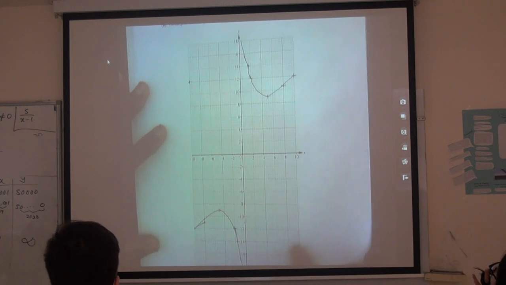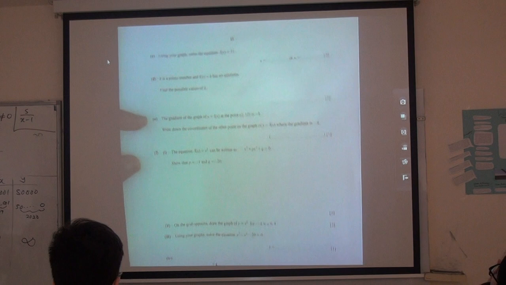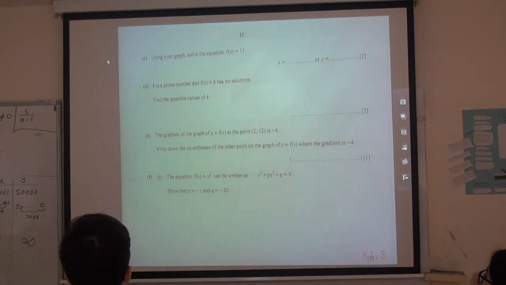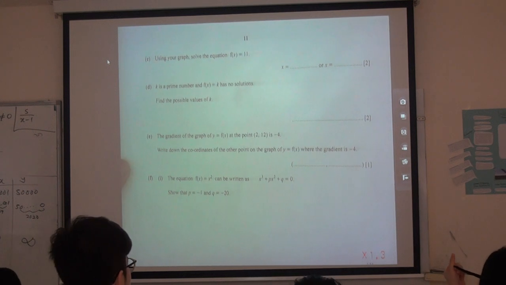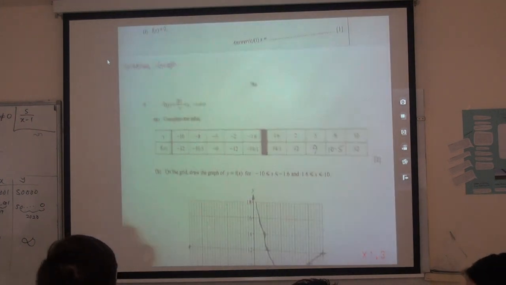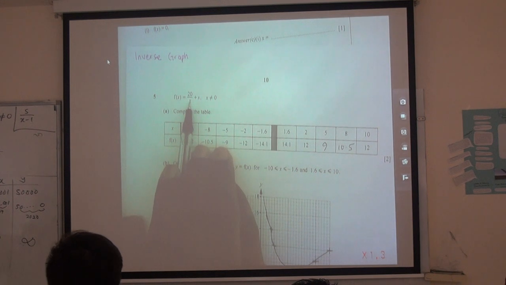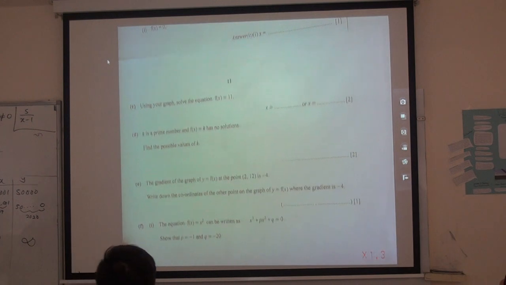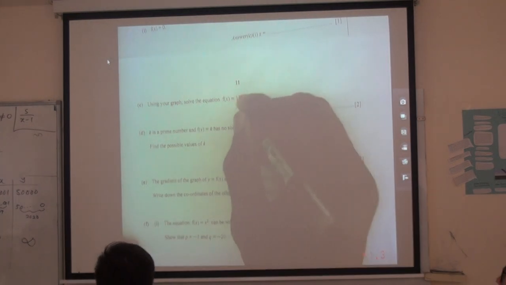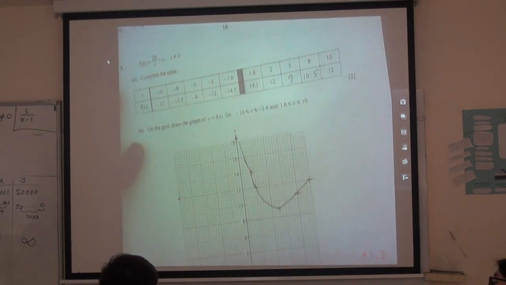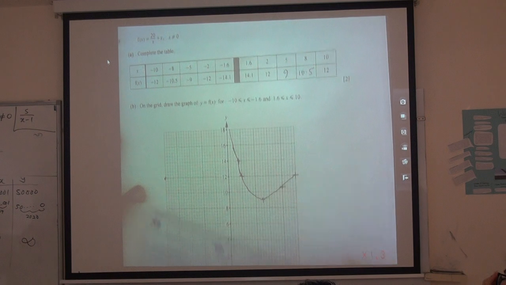So let's see the question that followed. Look at the first question. Can you read that out loud? Use two graphs, solve the equation f of x equals 11. What does that mean? What is f of x? Because they called it f of x here. So it means when this curve is 11, right? So what do I do? When y equals 11. Draw line y is equal to 11 and see where it intersects.